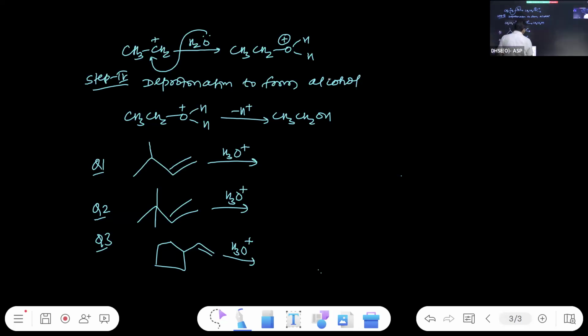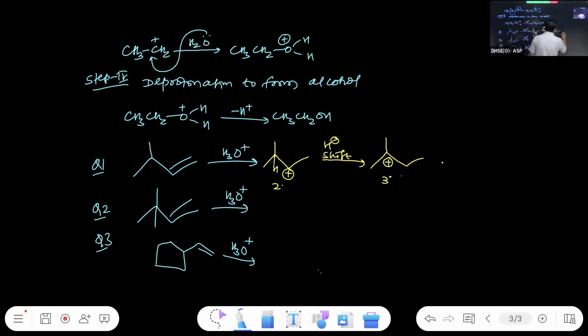First one, it is the case of... in the first step, which carbocation will be formed? This carbocation is formed, and this is 2 degree. And at the adjacent position, one hydrogen is there, so it may undergo a hydride shift. With the hydride shift, the resulting carbocation will be tertiary. This is tertiary carbocation. So hydride shift definitely over.